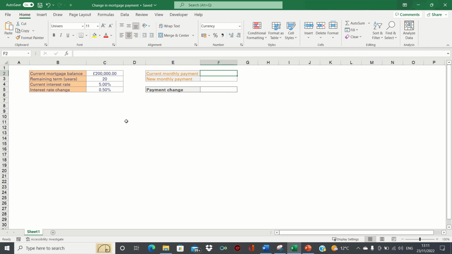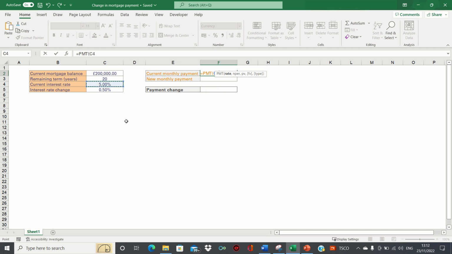To calculate the payment change, we first need to calculate the current monthly payments and the new monthly payments. To calculate the current monthly payments, we can use the PMT function. This function calculates the payments for a loan. We type equals PMT, first inputs the interest rates, we take the annual interest rate and divide it by 12 to give the monthly rate. Next, it's asking us for the number of periods or months, which is the term multiplied by 12.